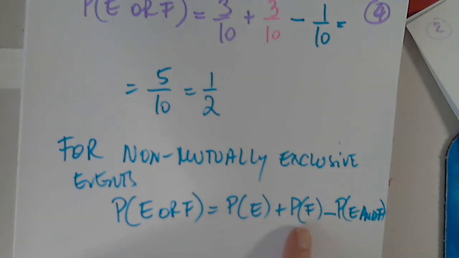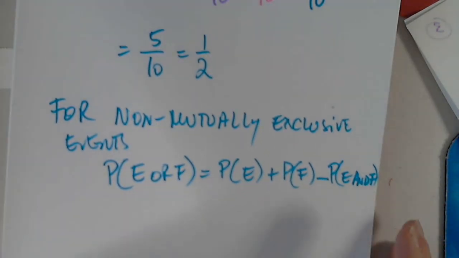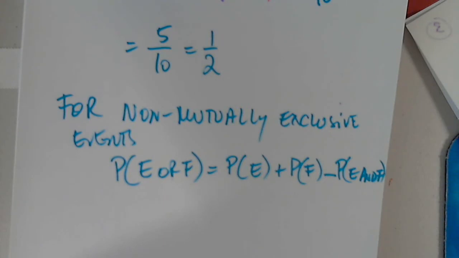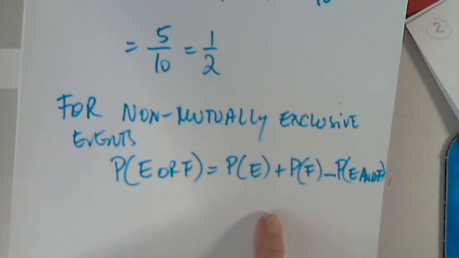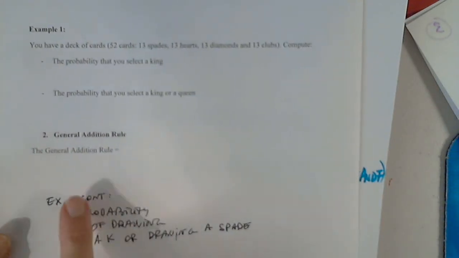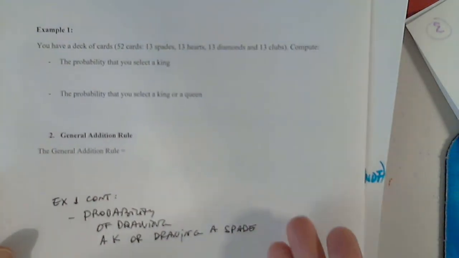Because it was counted twice here, we have to subtract it once. So this is what goes here. The general addition rule is this: the probability of E or F is the probability of E plus the probability of F minus the probability of the intersection, or the AND. And I meant to add this, and I edited it by hand.